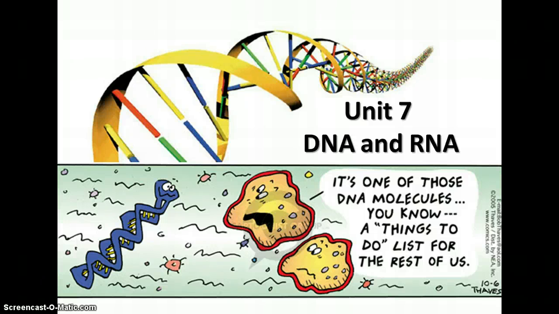This is the first set of notes on Unit 7. This particular set is about DNA structure. You know that DNA, of course, is the molecule that makes up the chromosomes that make up the instruction book for the cell. So that's kind of what the focus of this cartoon is, that DNA tells the cell everything else that needs to be done.